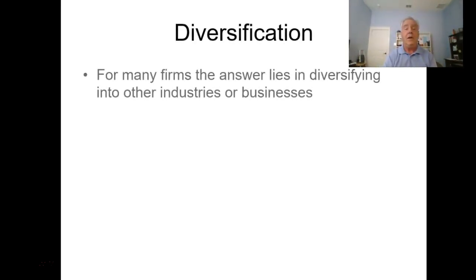Diversification is one of the answers. For instance, many firms try to diversify when they're caught up in an oligopolistic situation. So they go into other businesses. It's not necessarily vertical integration that they do, but it's called horizontal integration. They go out and buy other industries.